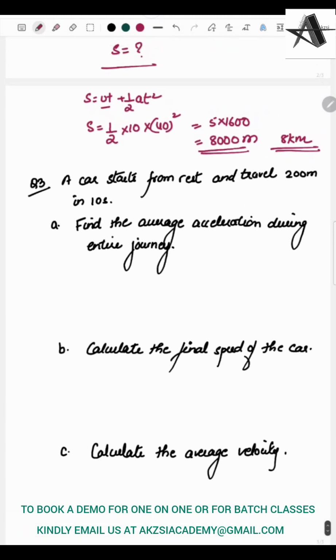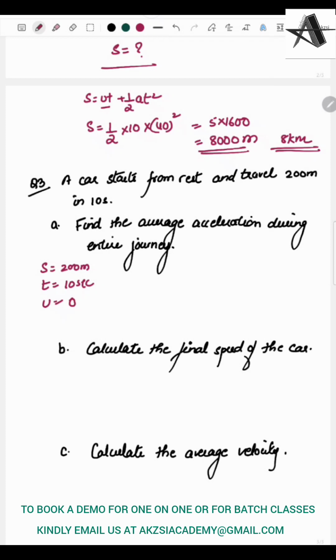Moving on to question number 3. A car starts from rest and travels 200 meters in 10 seconds. S is given, which is 200. Time is given, 10 seconds. Initial velocity, because they have mentioned from rest. From rest indicates your initial velocity is 0.